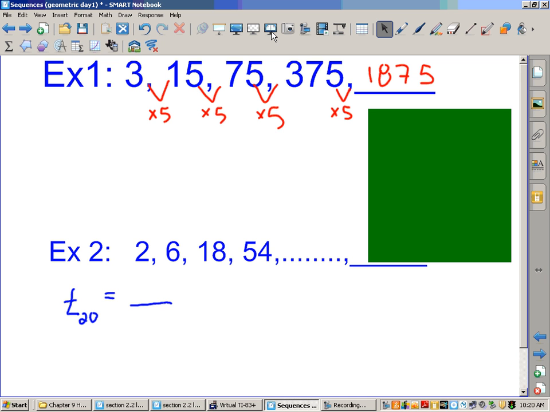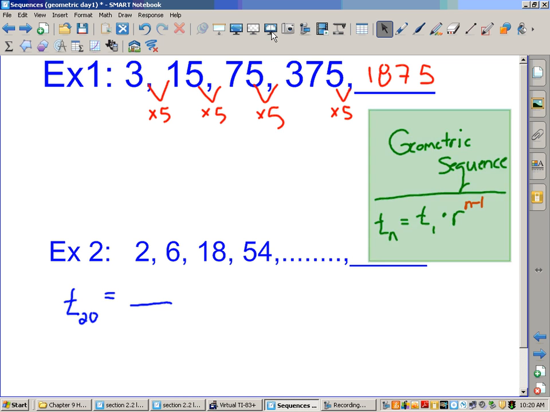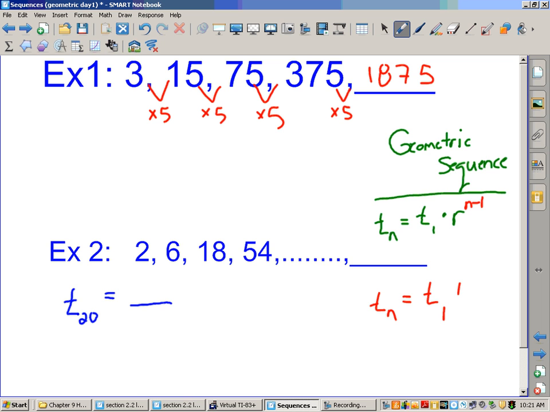So with that in mind, formulas are wonderful things. They save you a lot of time so we don't have to go to that 330th term. We just plug it into the formula. This formula right up here is very similar to the arithmetic one.